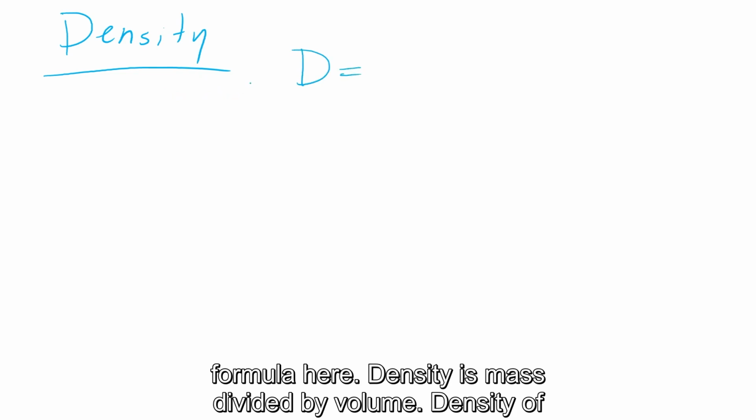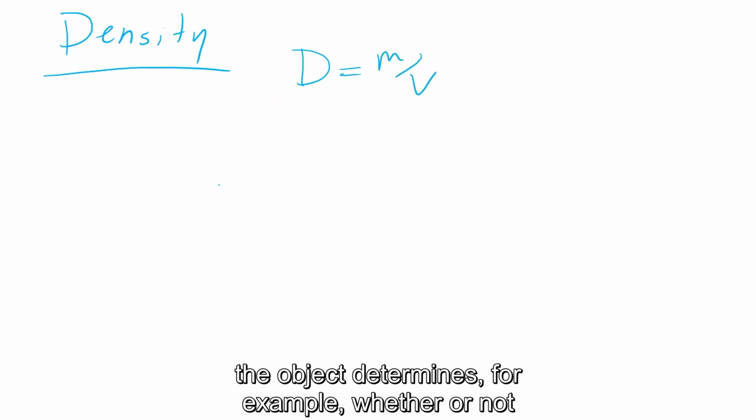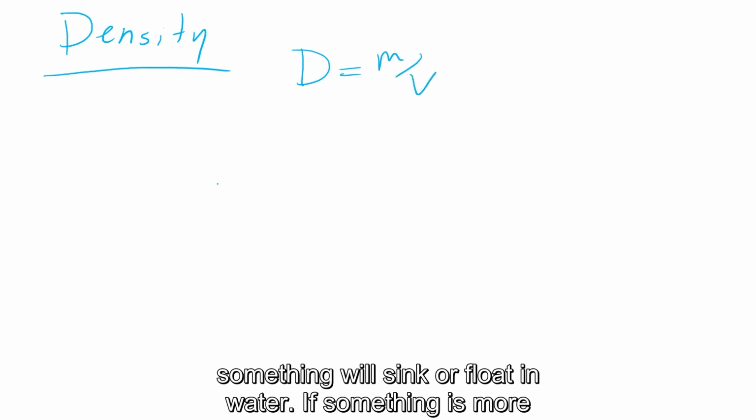Okay, welcome back here. We're going to talk now about another quick chemistry topic and just briefly highlight density. So density is really this formula here. Density is mass divided by volume. The density of an object determines, for example, whether or not something will sink or float in water.